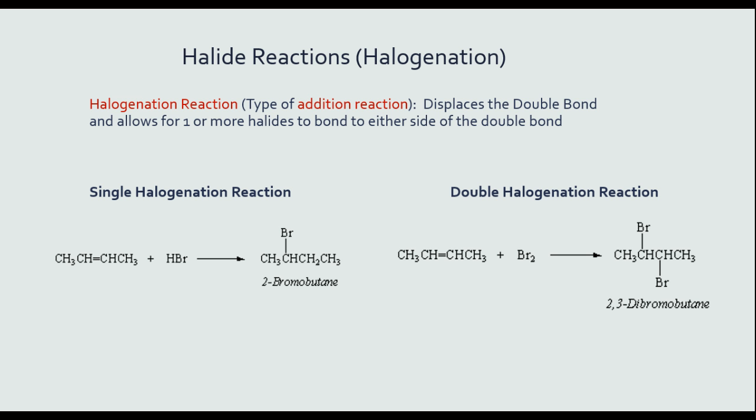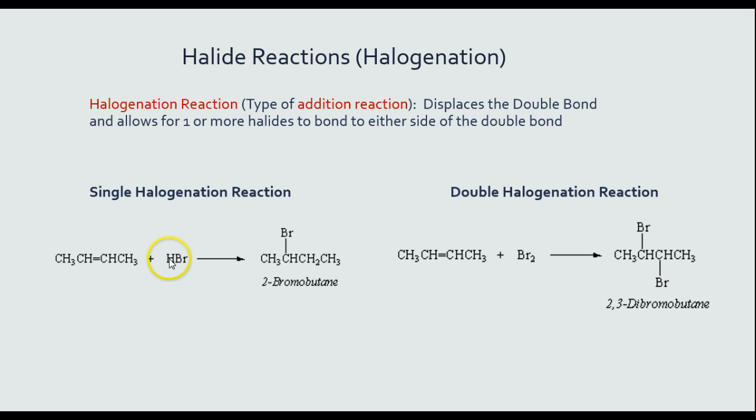Okay, so here comes the tough part. We have to deal with some reactions that these halogens undergo. This first one is called a halogenation. This is a type of addition reaction where the double bond is displaced, and it allows for one or more halogens to bond to either side of wherever the double bond was located. On the left we have an example of a single halogenation. Notice the hydrocarbon has a double bond. It has to for this reaction to take place.